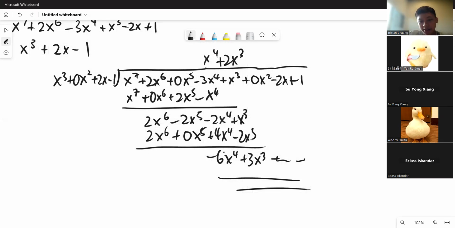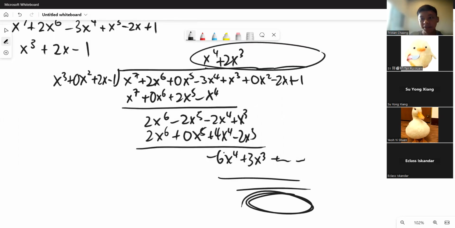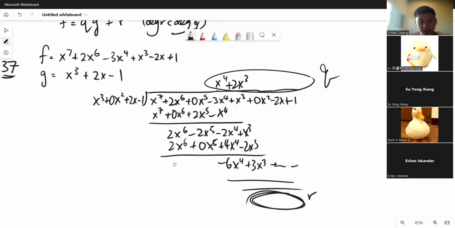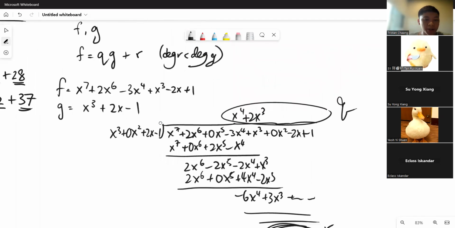In the end, you'll get some remainder here that has a smaller degree than g, and you'll get a quotient here. That will be your Q, that will be your R. For those who have learned this in high school, you can see this already. But of course, this is just a procedure that helps you find Q and R. It doesn't really prove in any way that Q and R are unique.